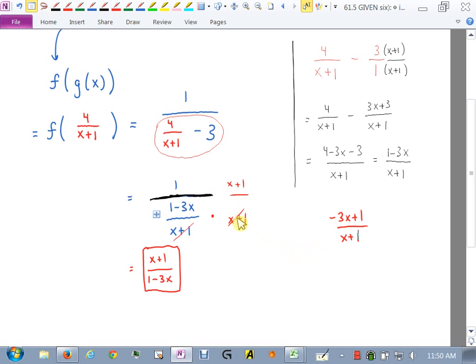I multiplied top and bottom by x plus 1. And over here on the bottom, it's kind of like if I multiply 1/4 times 4, these 4's cancel, right? That's what would happen. So that's exactly what's happening here. But we had one on top also, so. Any questions on that algebra? So that is the composition, right? Y'all agree with that?